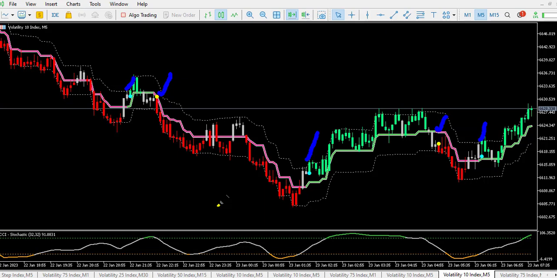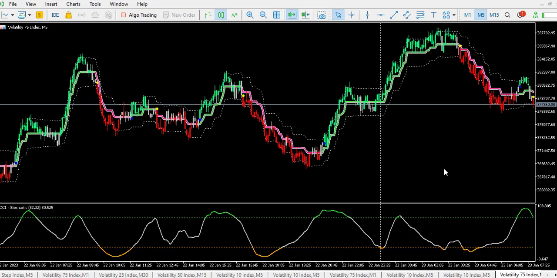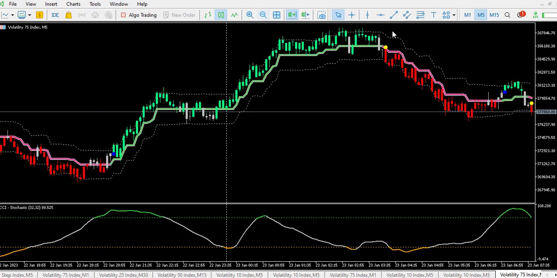This is the V10 index, and let's check on the V75 and see the result also. So here it is on the V75 on 5 minute time frame. On 5 minute time frame, you can use it on any time frame you like. This is it on 1 minute.